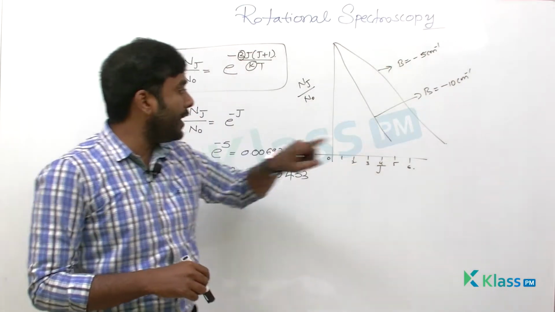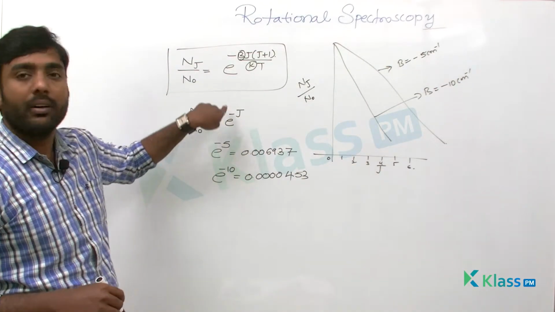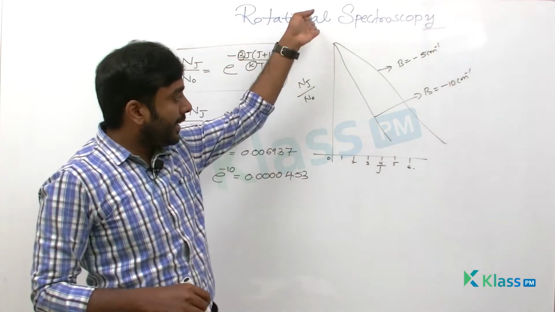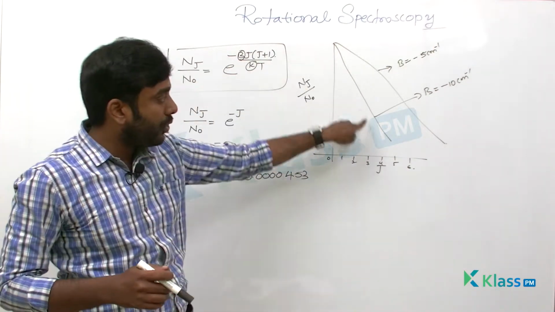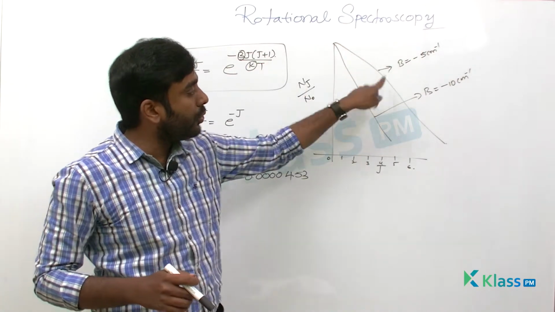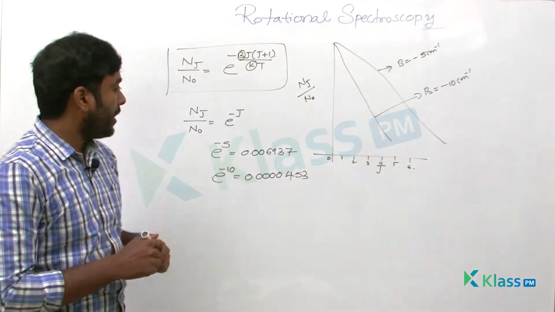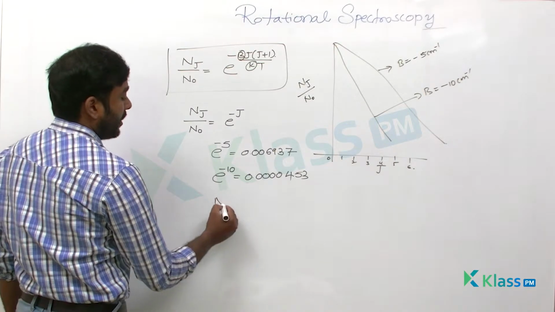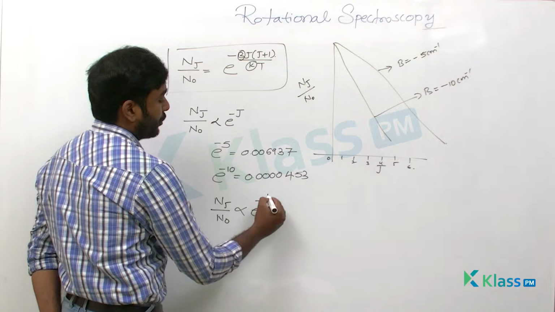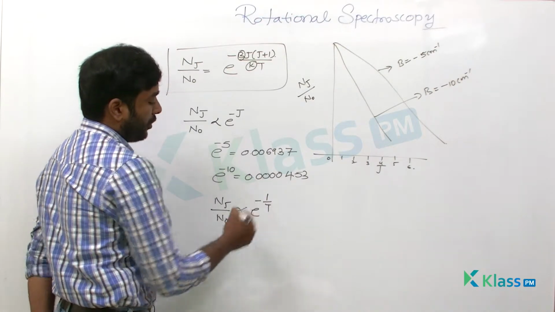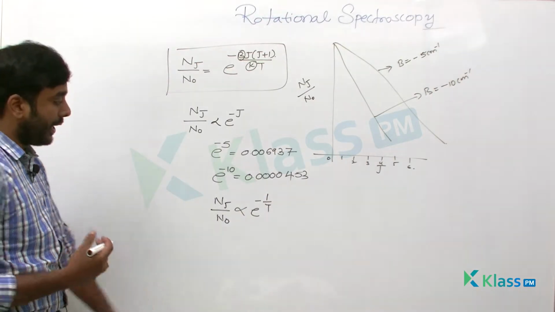As the B value is increasing here, as J value is increasing, there is a drastic reduction in the number of molecules at the higher energy level. So, sharp reduction. Here it is slowly reducing. When it comes to the temperature, Nj by N naught is e to the power of minus 1 by T. Let's try to understand with an example.